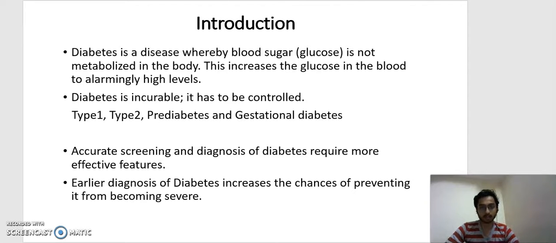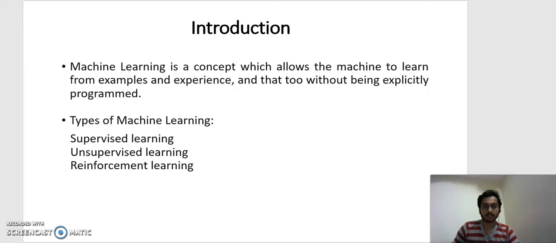Accurate screening and diagnosis of diabetes require more effective features. Earlier diagnosis of diabetes increases the chances of preventing it from becoming severe. In this project, machine learning concept is used. It is a concept which allows the machine to learn from examples and experiences.